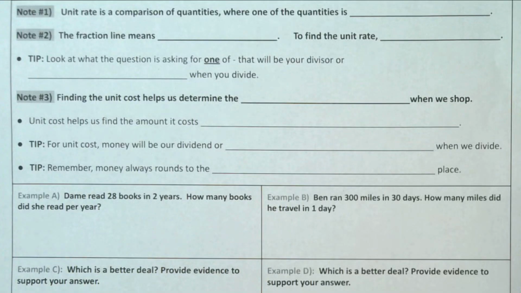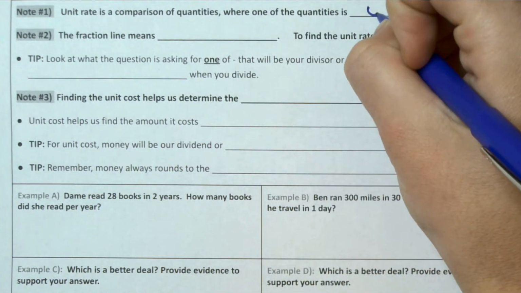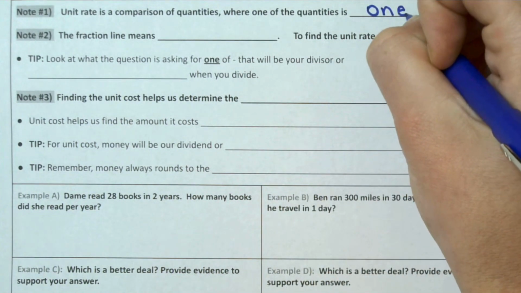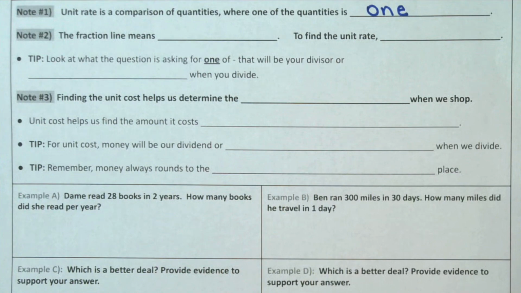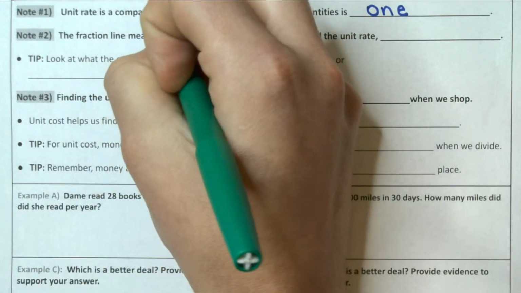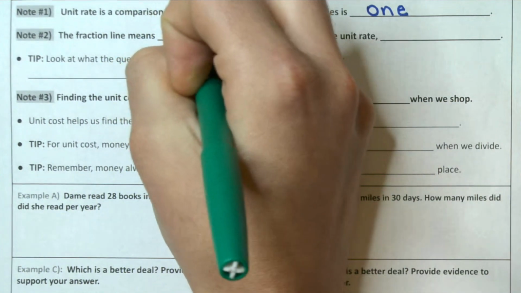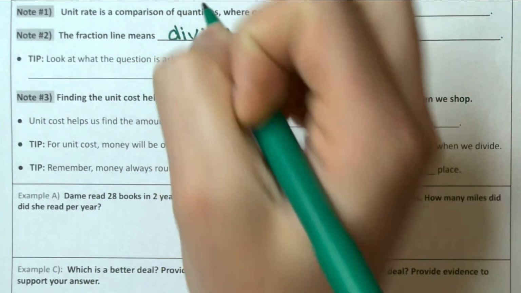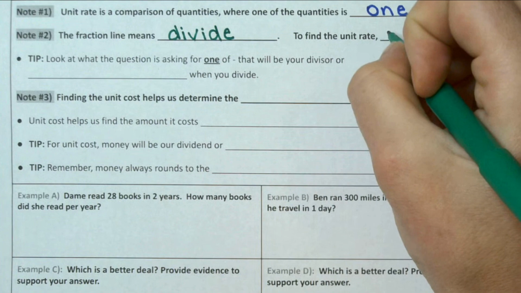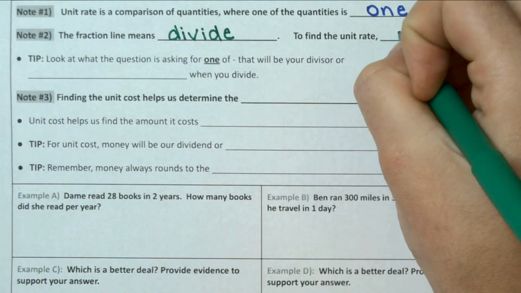Okay, so I'm not going to go over the opening problem, but the notes that we do go over will cover the same information. Make sure you're writing with me. Unit rate is a comparison of quantities where one of the quantities is 1. Now, just a couple other things. The fraction line means divide. And to find the unit rate, we are going to divide.